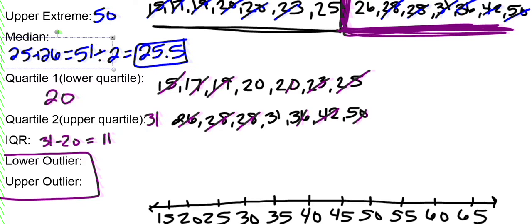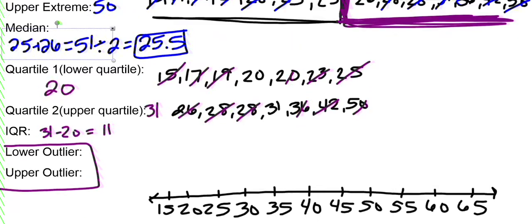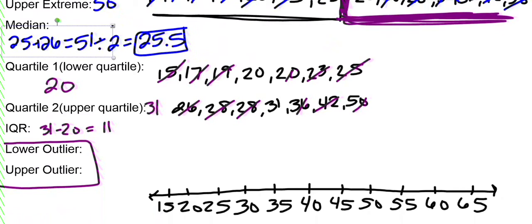Now first I have to plot my lower extreme and my upper extreme. My lower extreme is 15, my upper extreme is 50. So I'm going to go to 15, I'm going to put a dot right above it. I'm going to go to 50, and I'm going to put a dot. Then my lower quartile, my quartile 1 is 20. And I put a line. My upper quartile, my quartile 3 is 31, just a little bit past 30. Then my median is 25.5. And I draw a box around that. Then I just connect my whiskers. There's my box and whisker plot.